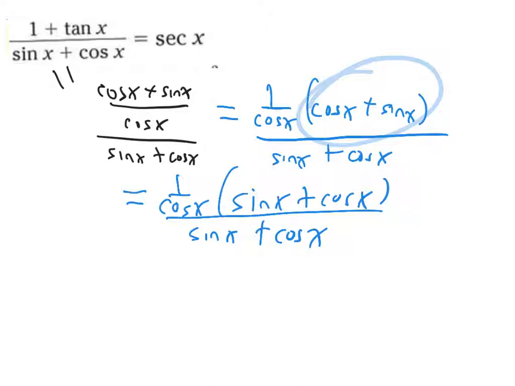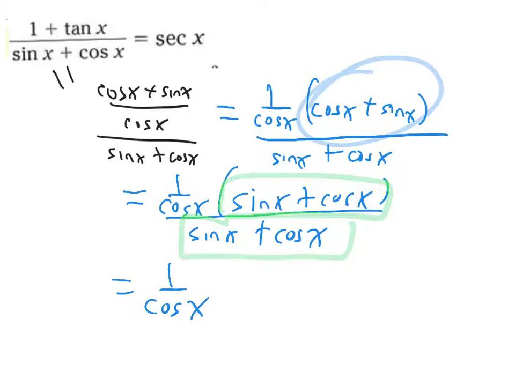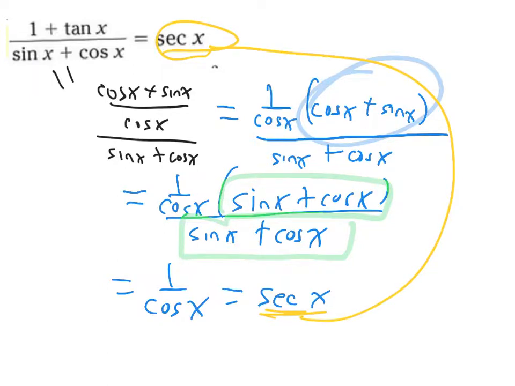Again, the idea being that we can take this and swap its order without changing anything. Of course, now we have two things that are the same on top and bottom, so I can use this over this, which is the ratio is 1, and therefore I can hide it, getting rid of it entirely and having only 1 over cosine x. But from the definition of the reciprocal trig functions, 1 over cosine x is just secant x. And secant x is what we were trying to get. So we're done.